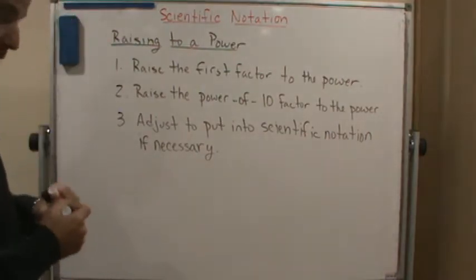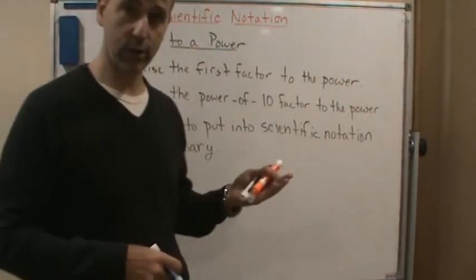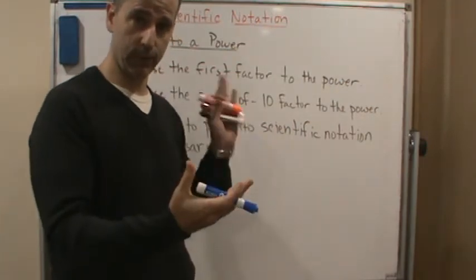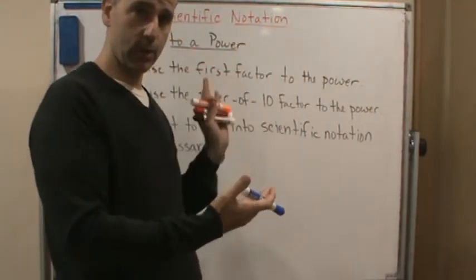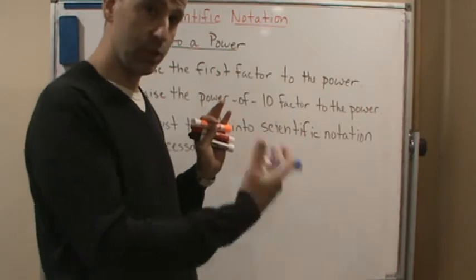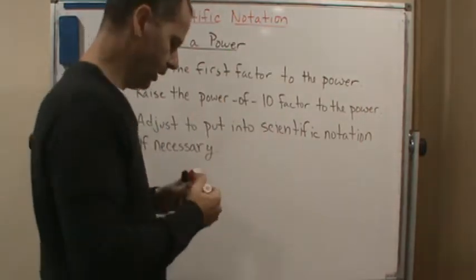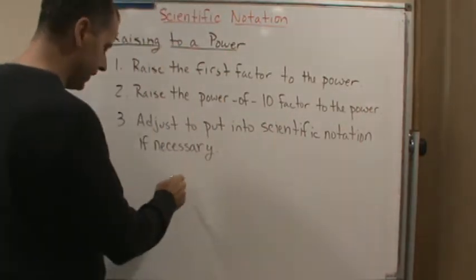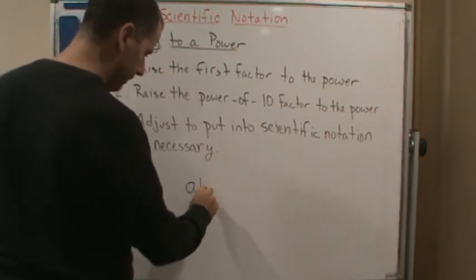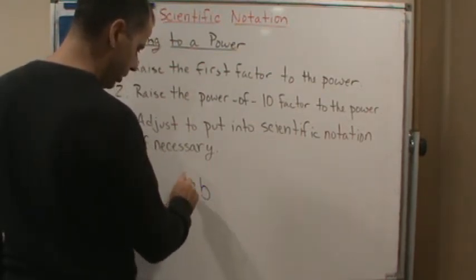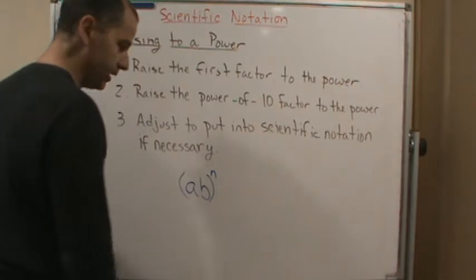So think about it this way: we have two factors, right? We have a first factor and then the second factor, which is just a power of 10 factor. So we could write it in something like this: let's say we have a times b, raised to the nth power, right?